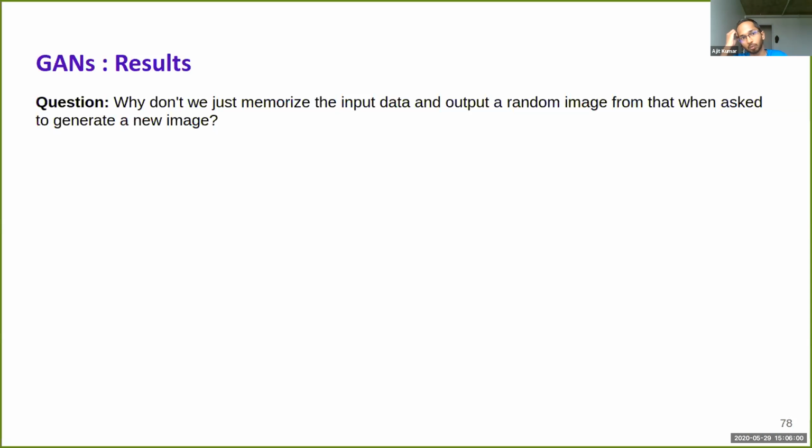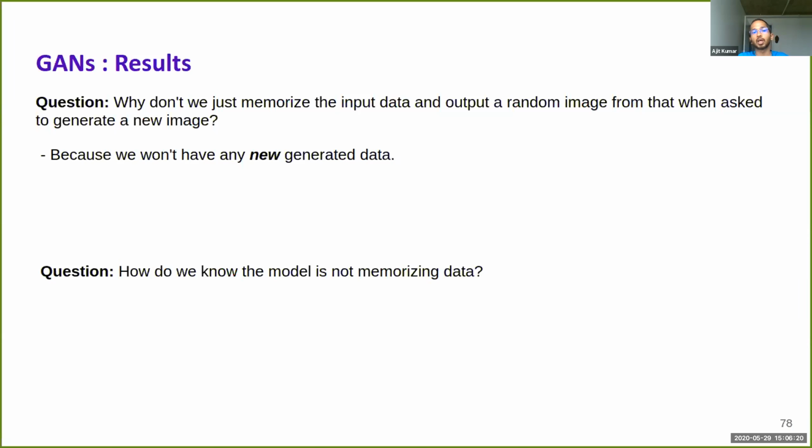Another question is: why don't we just memorize input data and output a random image when we have to generate a new image? Because in that case, we will not have any new data. We'll just be spitting out the original data that we had. And how do we actually ensure that the model is not memorizing it? I mentioned at one point that the generator does not actually have access to the training data. So how do we know from the results that it is not actually memorizing the data?